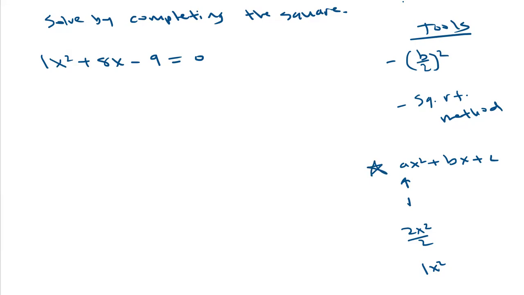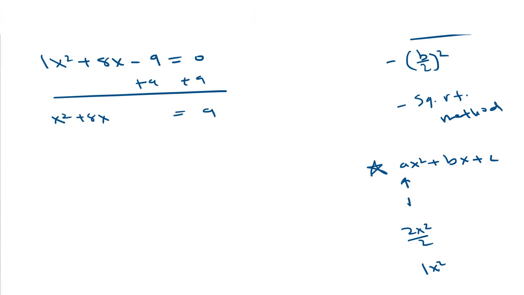So the first step here is we want to bring the c over to the right. So we're going to add 9 to both sides. That gives us x squared plus 8x equals 9. And then what we want to do is add our boxes.